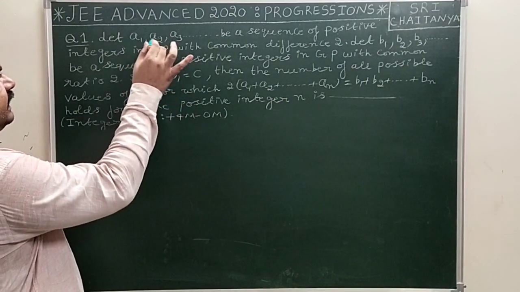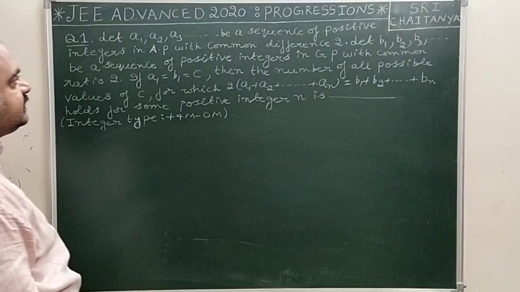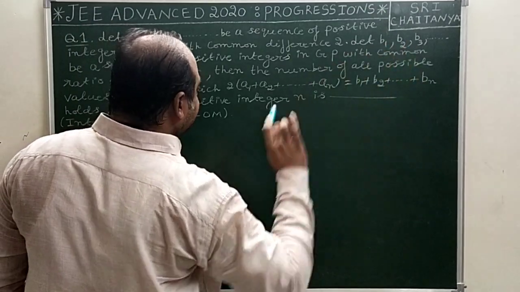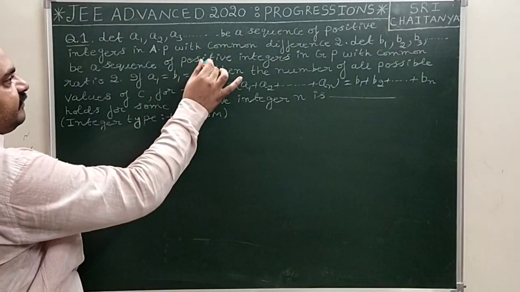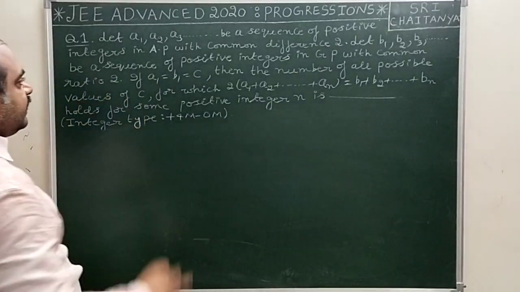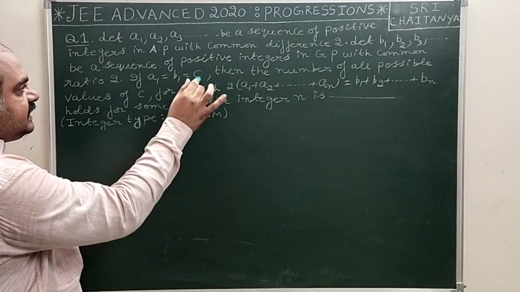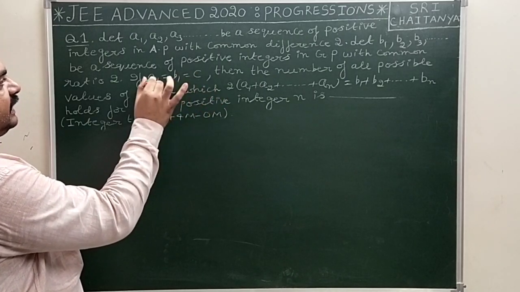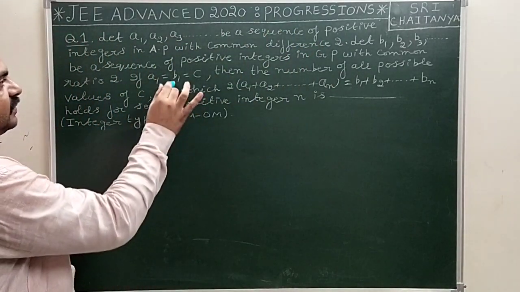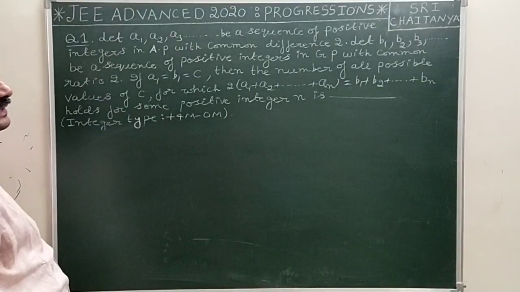Given, let A1, A2, A3 be a sequence of positive integers in arithmetic progression with common difference 2, and B1, B2, B3 be a sequence of positive integers in geometric progression with common ratio 2. So A1 equal to B1 equal to C is given. That means clearly the first term of the AP is given and the common difference 2 is given. The first term of the GP is given and the common ratio is given.